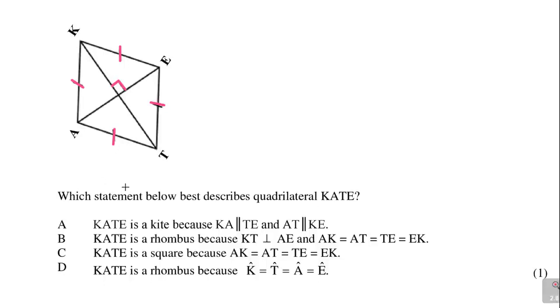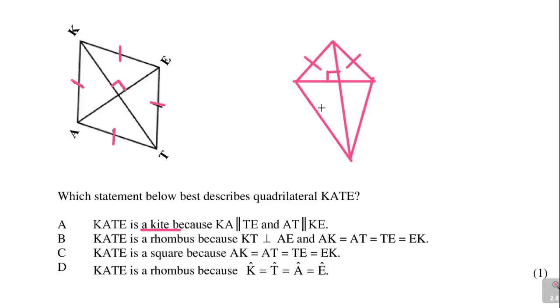So when the diagonals are perpendicular, what are they telling us? KATE is a kite, because KA is not a kite. When you're drawing a kite, the diagonals are at 90 degrees, but only this side is equal to this side and that side equal to this side. So that is a kite.